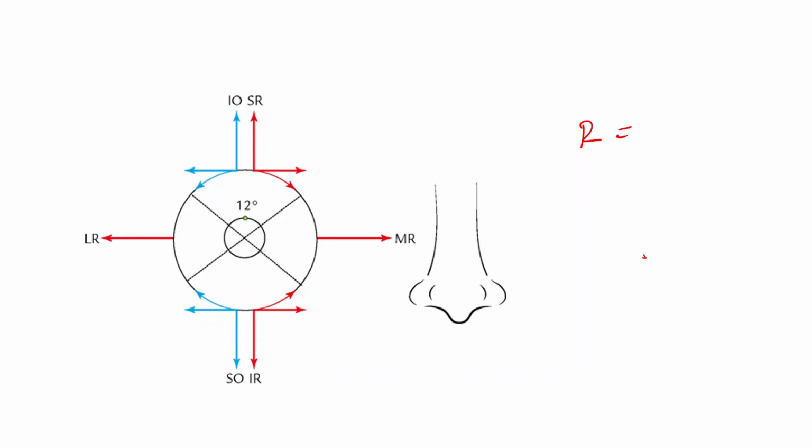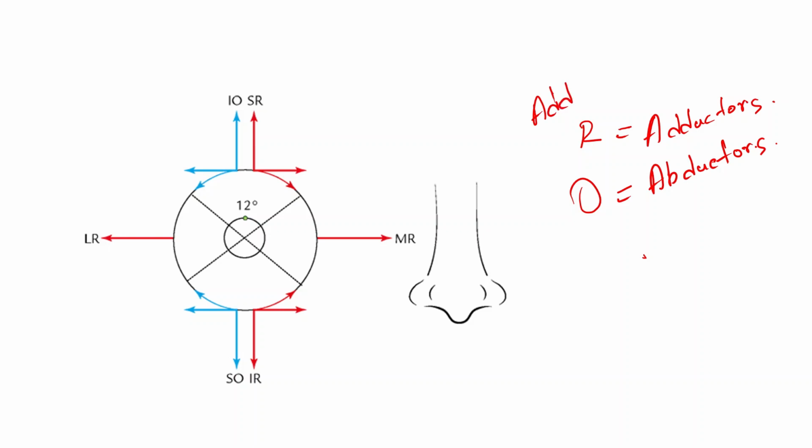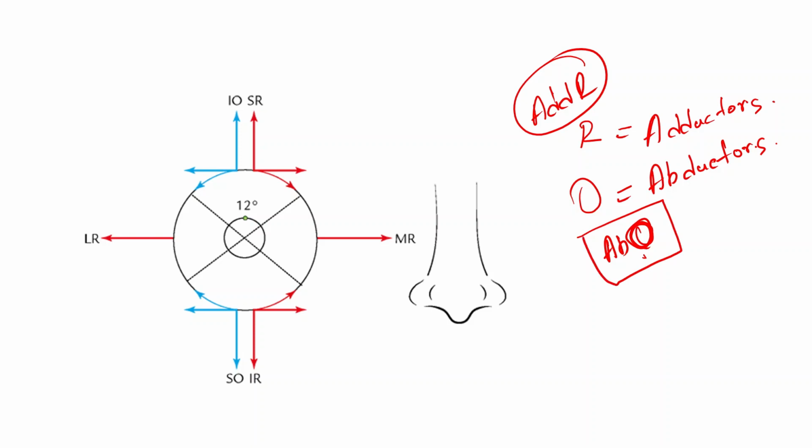are the adductors of the eyeball, whereas the obliques are the abductors. So this is what needs to be remembered. The recti are the adductors. So the adduction action of the extraocular muscles is brought about by the recti muscles, whereas the abduction action is brought about by the oblique muscles. So this is about the adduction and the abduction.